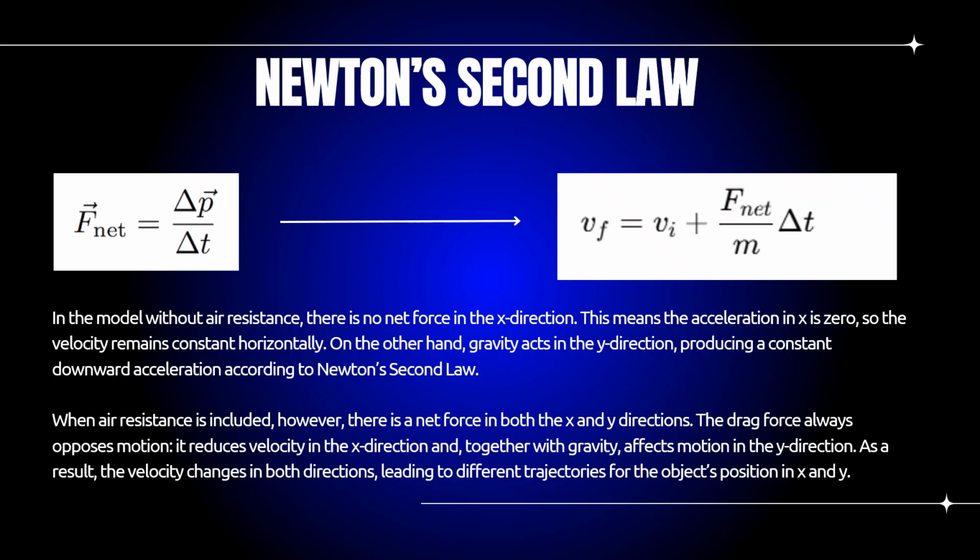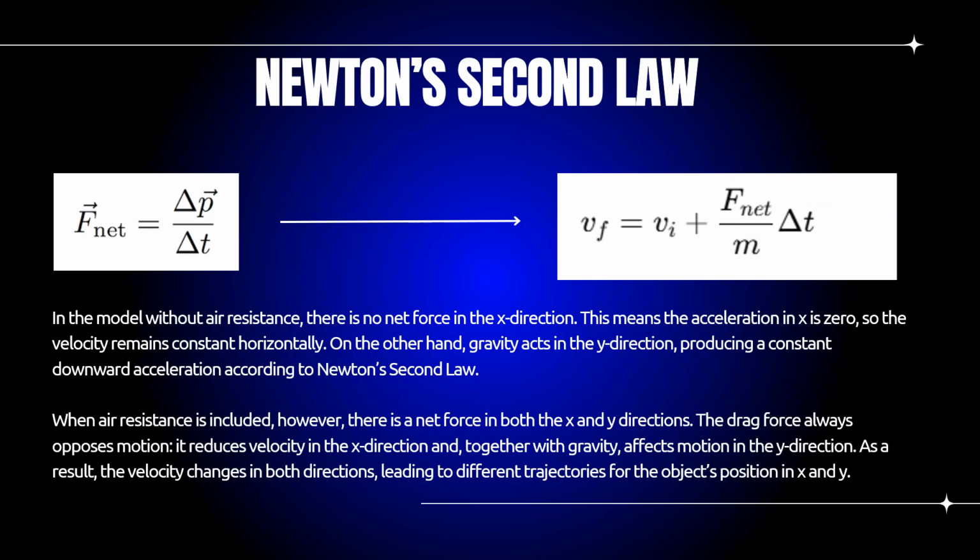In our computational model without air resistance, we know that there is no force in the x direction. There's only a force in the y direction, which means that the acceleration in x is zero, and so the velocity in the x direction remains constant. On the other hand, we know that gravity acts only in the y direction, which produces a constant downward acceleration in the y.